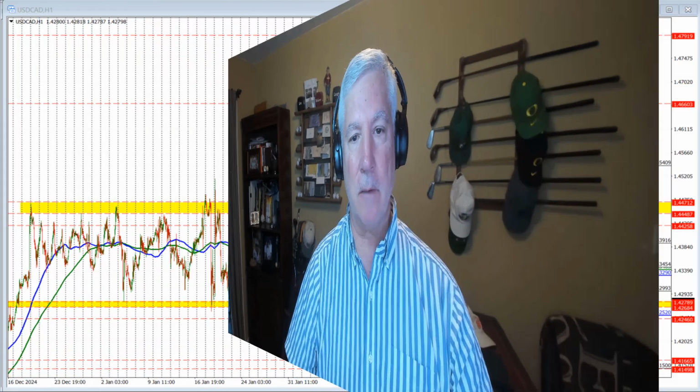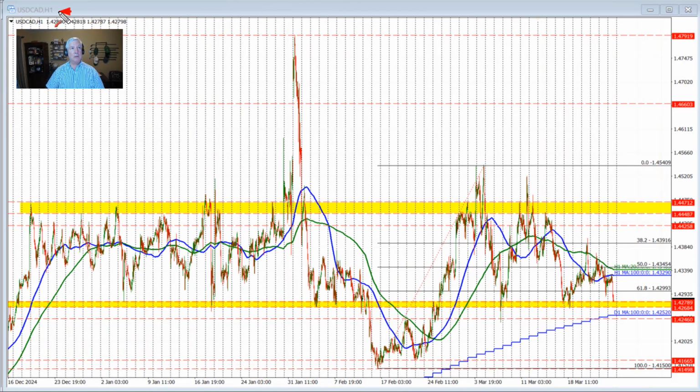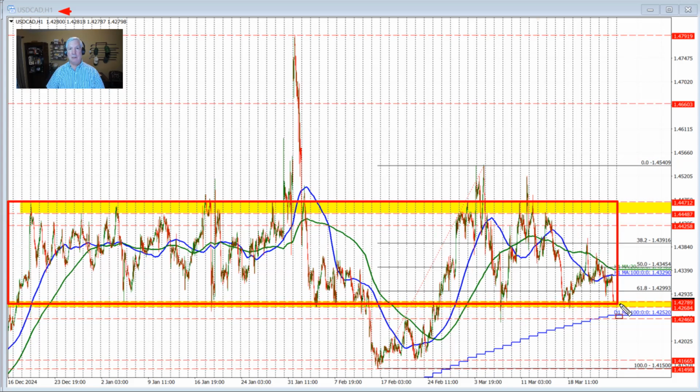So let's get started. I'm going to focus on this hourly chart, and as you can see, I stretched it out a long way. Why? Because I wanted to put in my patented red box right here. This red box is where most of the trading has occurred in the dollar versus Canada.